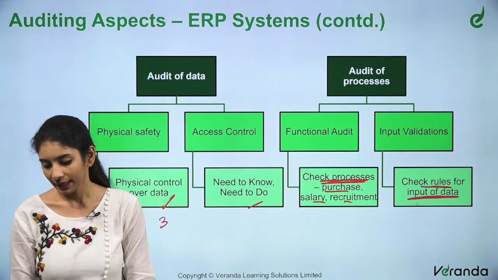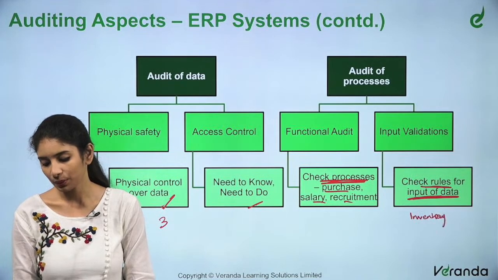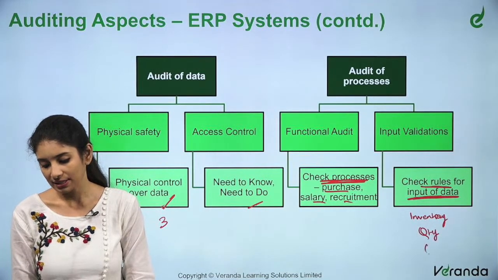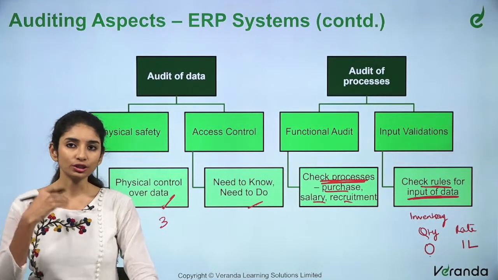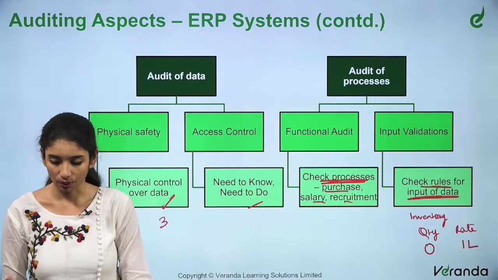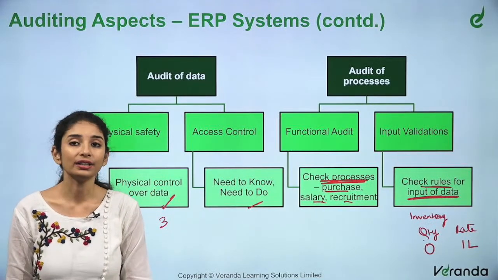For example, can I make a purchase bill with quantity as 0 and rate as say 1 lakh? No. No purchases should be entered where quantity is 0. All these are the input validation rules.